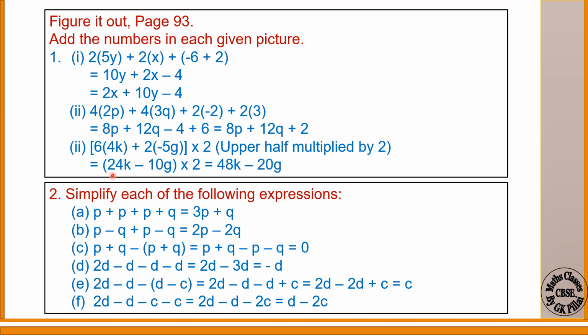In the last one, you can separate it into two parts, the upper part and the lower part. Because whatever is there in the upper part, the same thing is repeated in the bottom part. You find the upper part and then multiply by 2. 6 into 4k plus 2 into minus 5g into 2. That will give you 48k minus 20g.